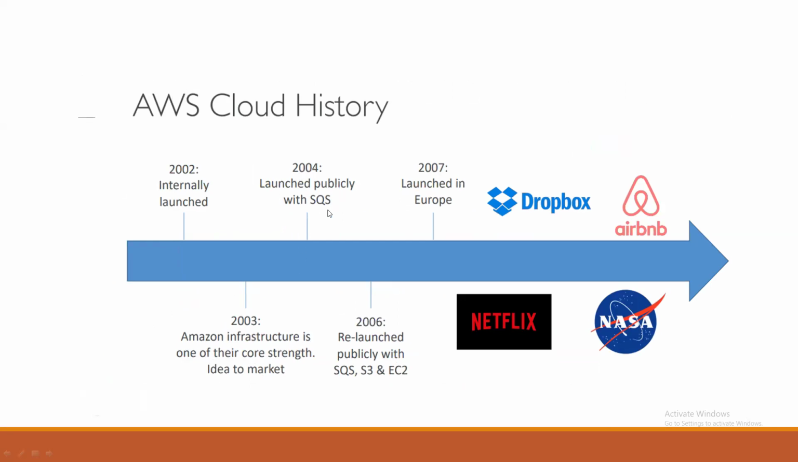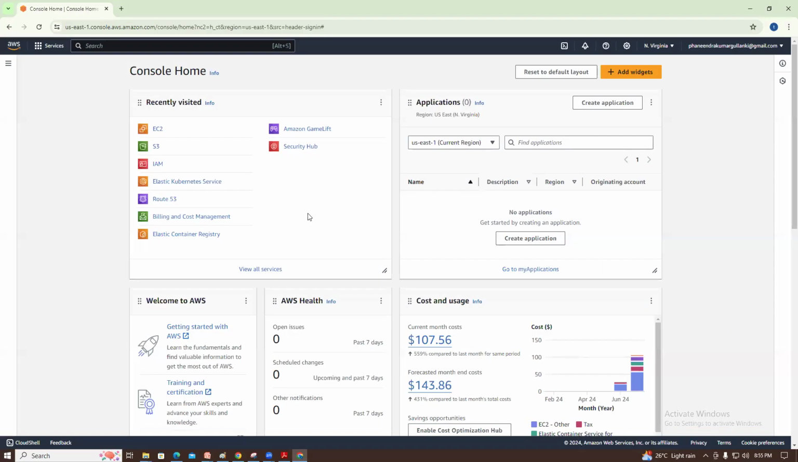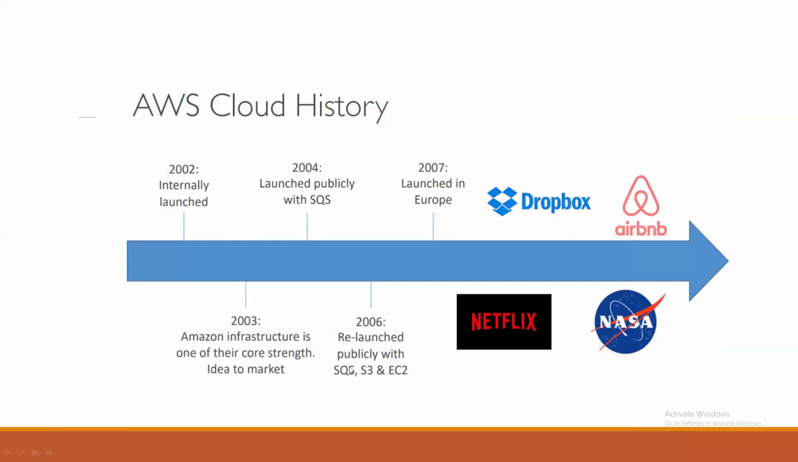AWS launched publicly in 2004 with SQS, and was relaunched in 2006 with SQS, S3 and EC2. These three services, S3, SQS and EC2, were launched in 2006. In 2007, they launched in Europe.